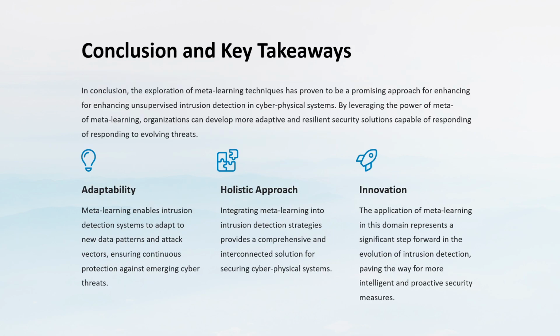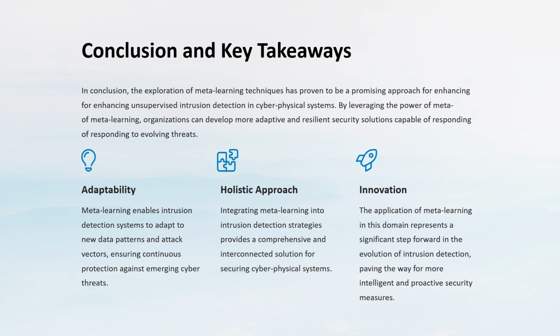And let's understand the key conclusions and key takeaways. In conclusion, the exploration of meta learning techniques has proven to be a promising approach for enhancing unsupervised intrusion detection in cyber physical systems. By leveraging the power of meta learning, organizations can develop more adaptive and resilient security solutions capable of responding to evolving threats. Mostly these three points are important in meta learning. What are they? Adaptability, holistic approach, and innovation.